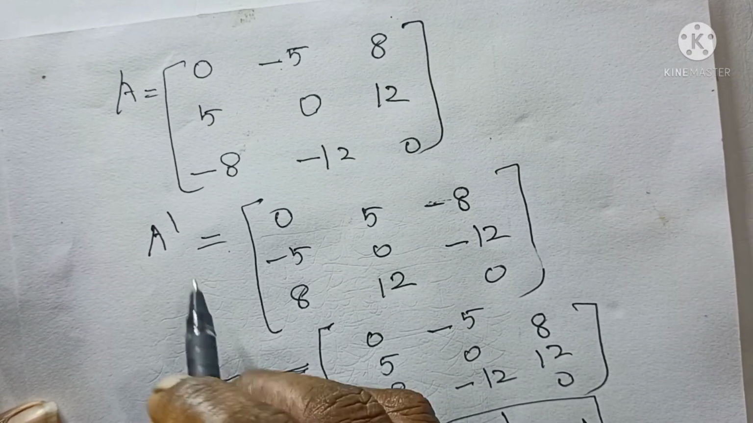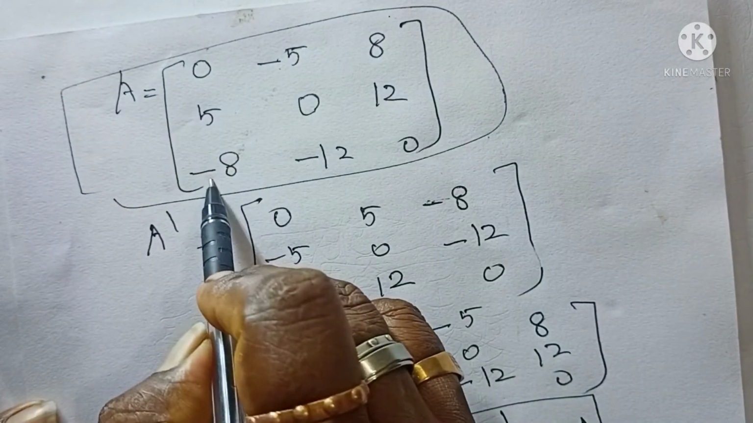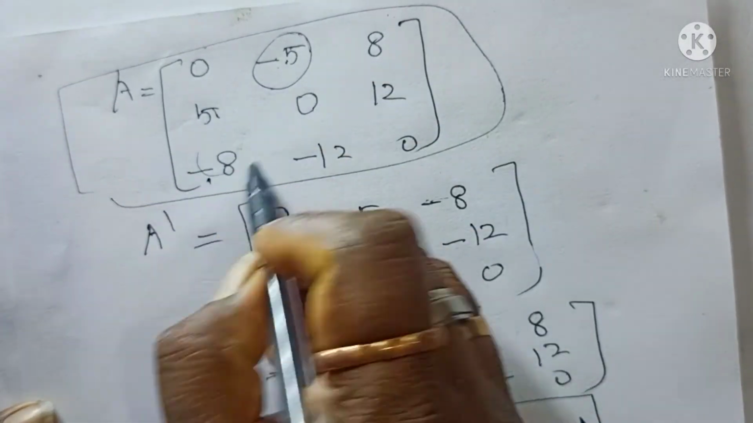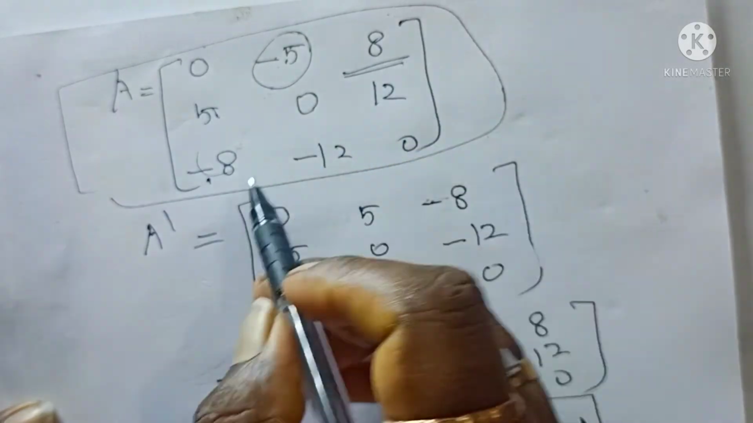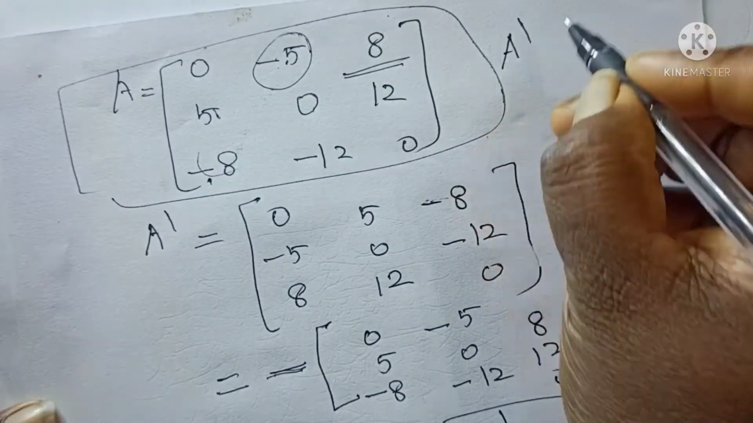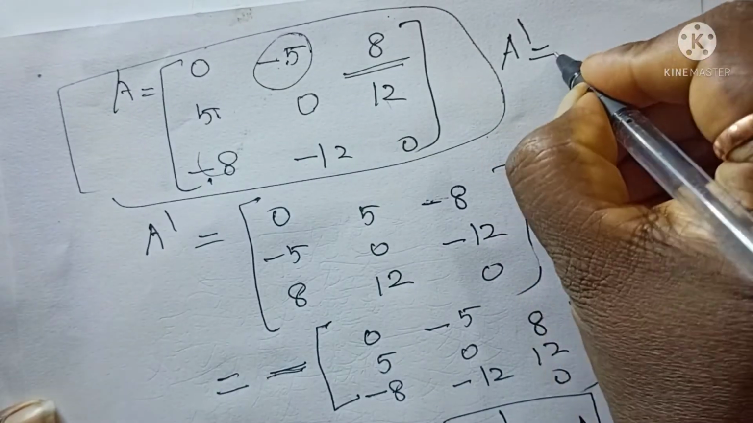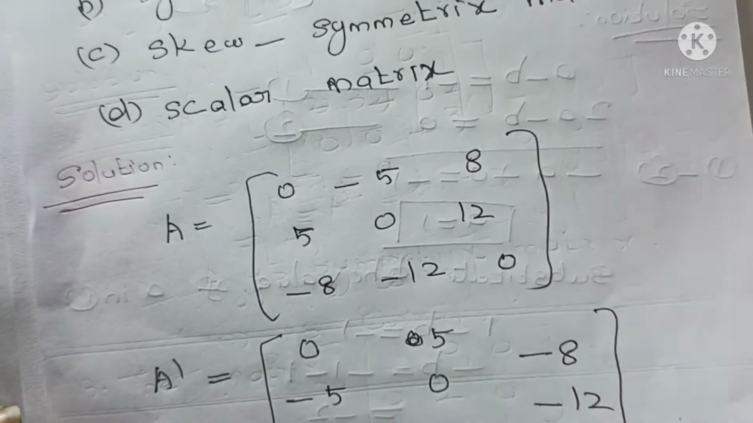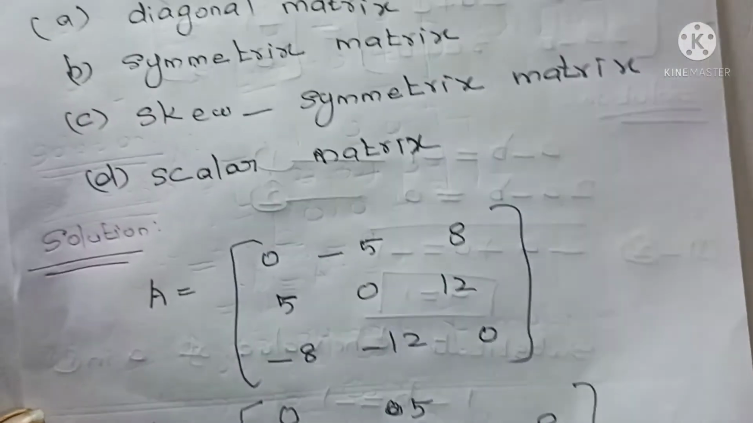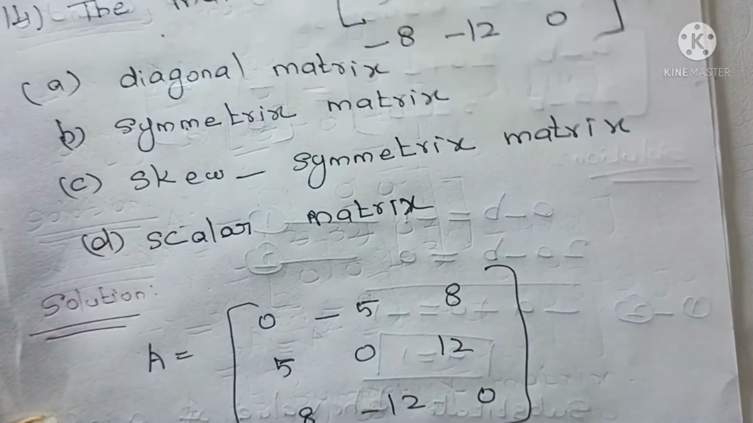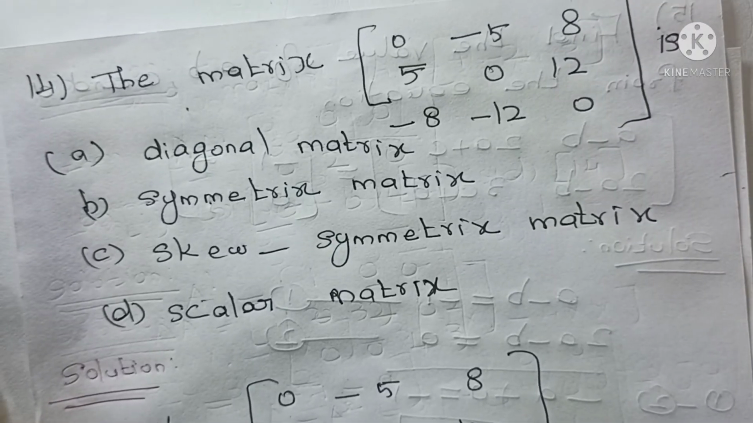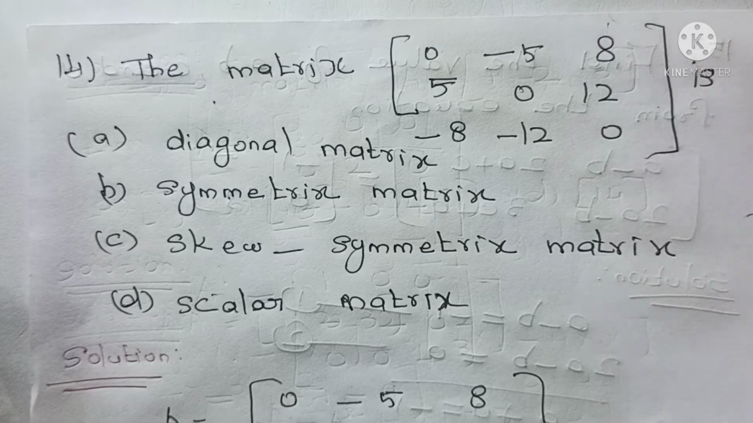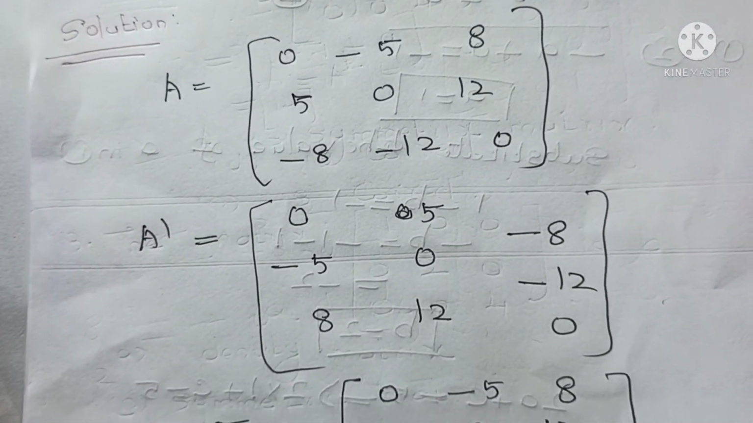So, if A dash is equal to minus A means A is skew-symmetric matrix. One more thing, from this also you can write directly. You see here numbers are same here, but the signs only different. So you can tell from this matrix A dash is equal to minus A. So A is skew symmetric matrix. So option C is the correct answer, skew symmetric matrix. So this is the problem. And this is the answer.